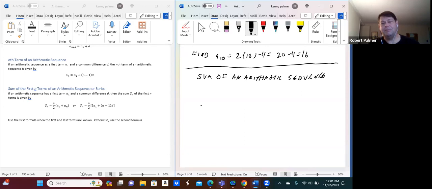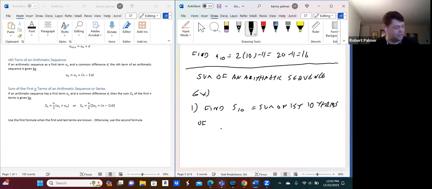So let's actually do an example of that, or a few examples. Okay, so number one, let's find S10, which is the sum of the first 10 terms. We're making this then a series of this sequence. So here the sequence goes 8, 6, 4, dot, dot, dot.